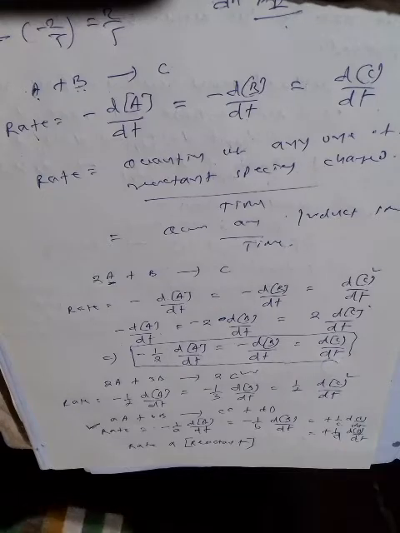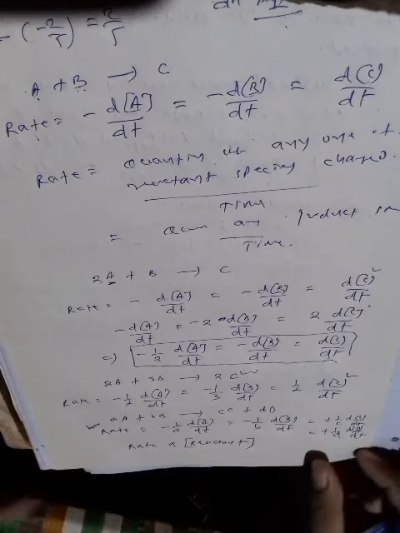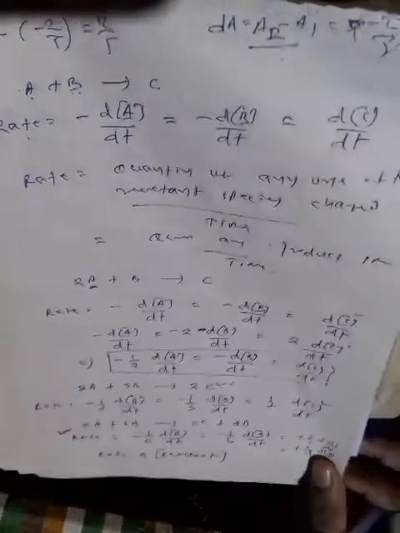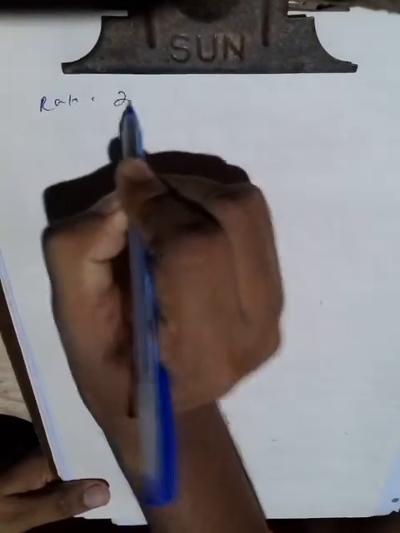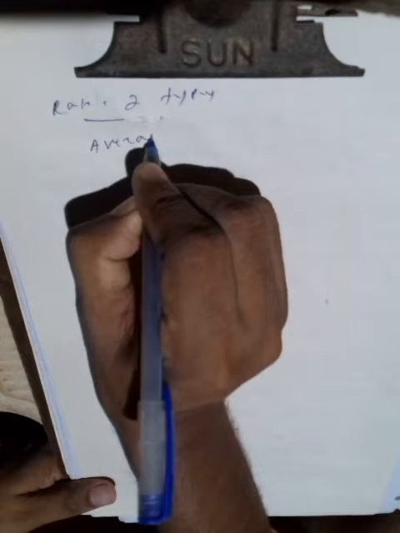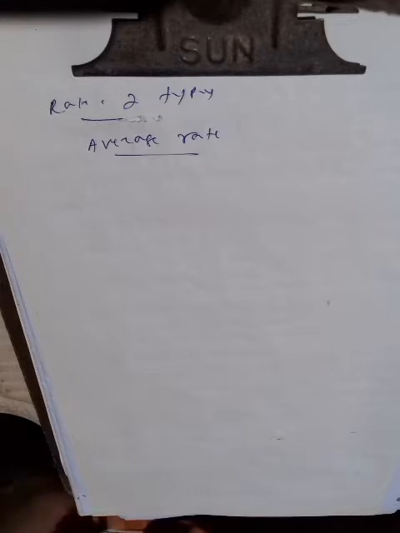So in order to calculate the rate of a reaction, we have to consider the average rate or the instantaneous rate. Rates are further classified into two types: average rate and instantaneous rate. So what is average rate? First, average rate.